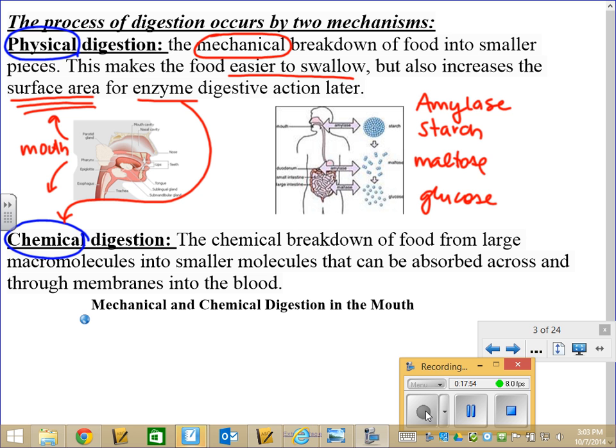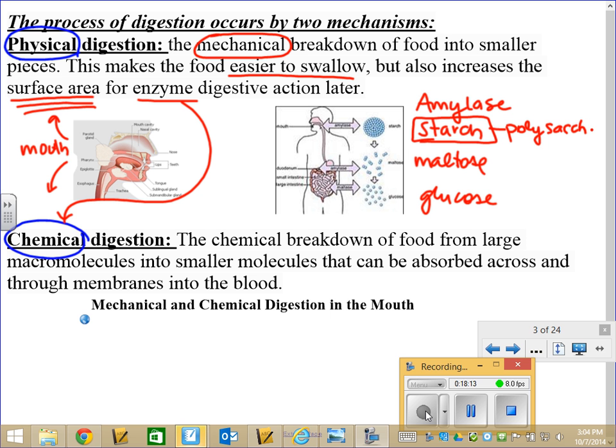So here's a link to the first unit. Starch is a polysaccharide, so it's a large carbohydrate. And that's one of the only things that actually gets digested in your mouth.